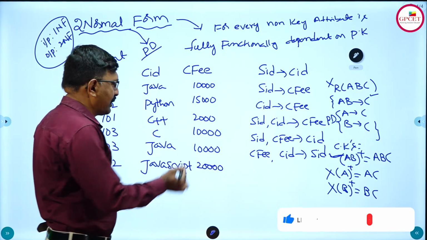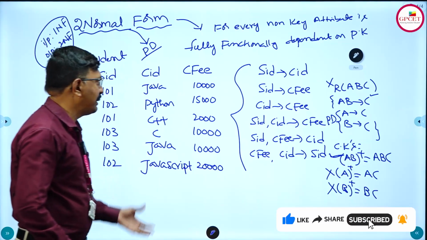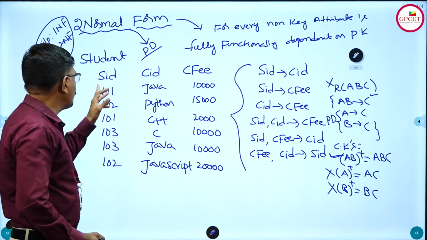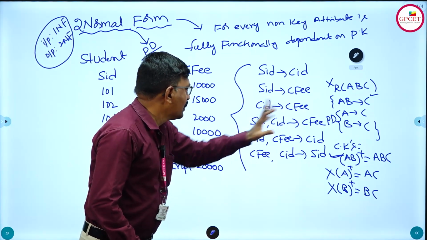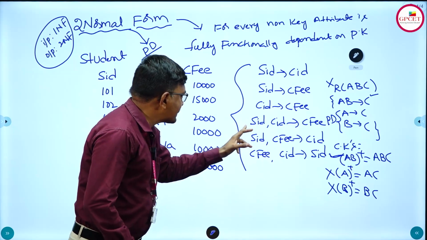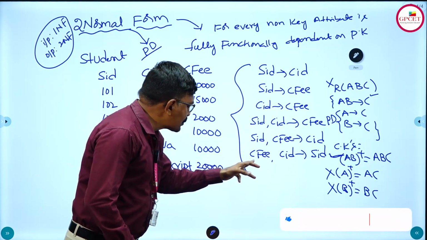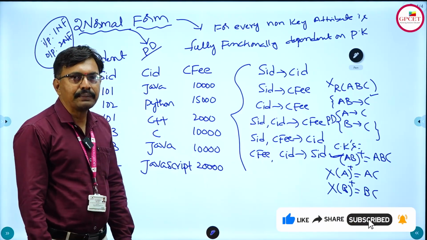Observe here the possible functional dependencies: SID tends to CID, SID tends to course fee, CID tends to course fee, SID and CID tends to course fee, SID and course fee tends to CID, course fee and CID tends to SID. These are all the combinations of functional dependency.